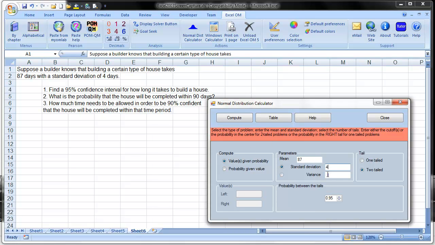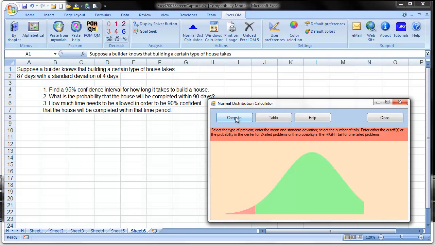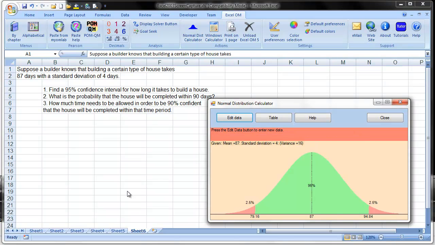So after all of the information is entered, we click on Compute, and we see a picture. And a picture is worth 1,000 words, especially with the normal distribution. So we see that 79.16 is the left cutoff, 94.84 is the right cutoff, and the picture is showing us that 2.5% would be in the left tail, 95% in the middle, which is what we asked for, and 2.5% in the right tail. A confidence interval is just very, very simple using this calculator. Let's look at the second question.